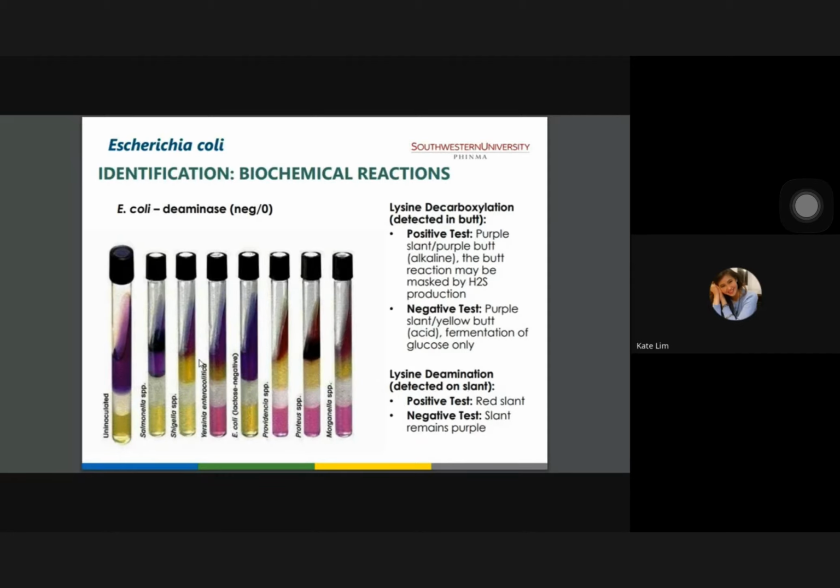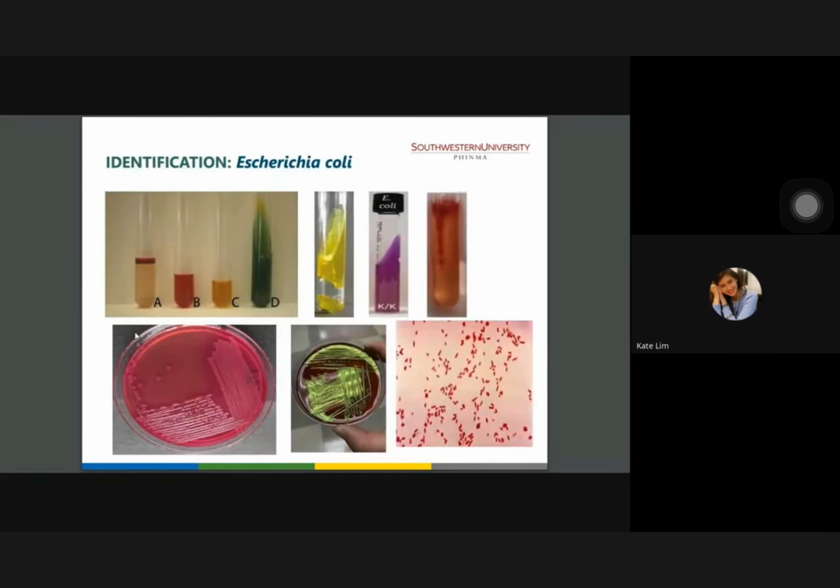So again, review slant, deaminase, bot, decarboxylase. So for the slant, the red color would indicate positive, negative for purple. For decarboxylase, in the bot, if it's purple, then that is positive. If it's yellow, then it's negative and it would indicate glucose fermentation. Okay? So how about this one?